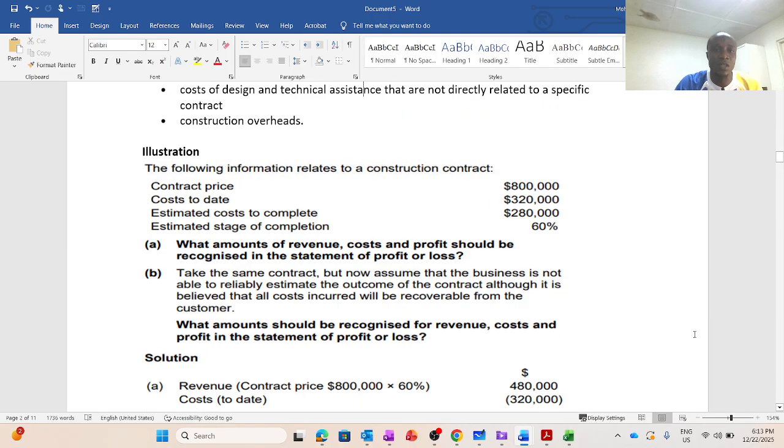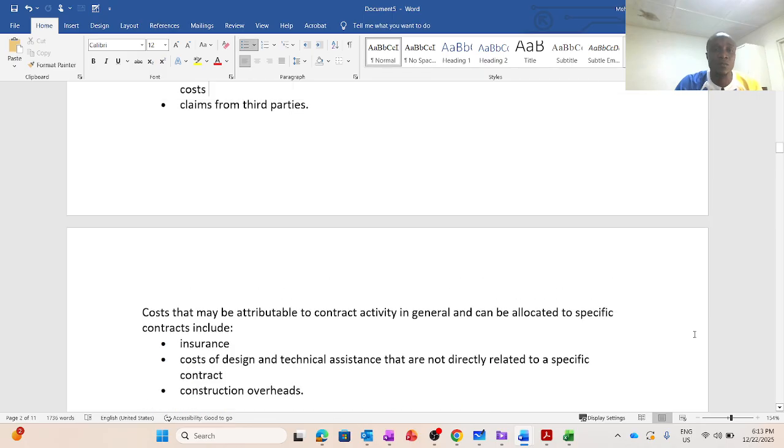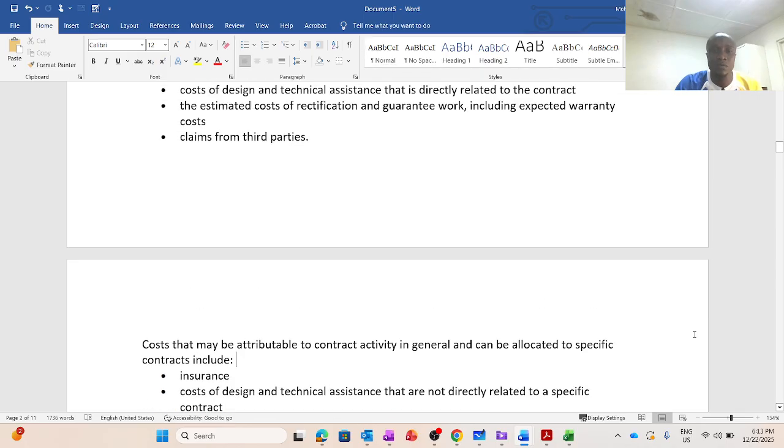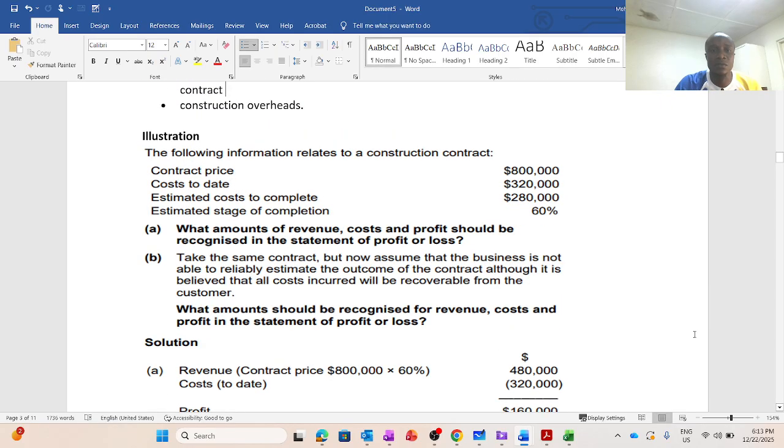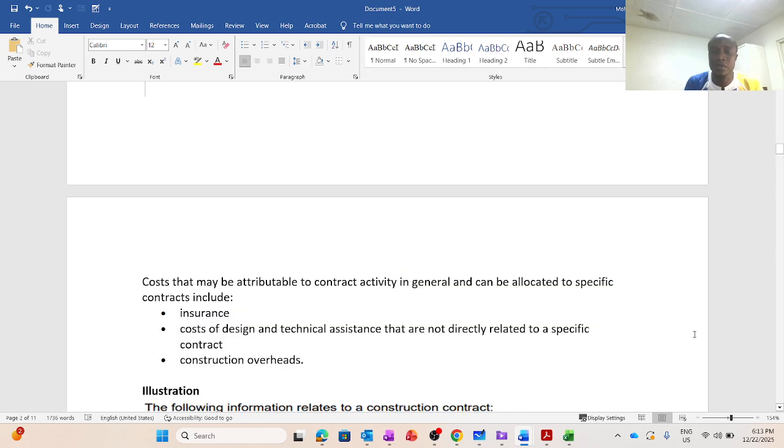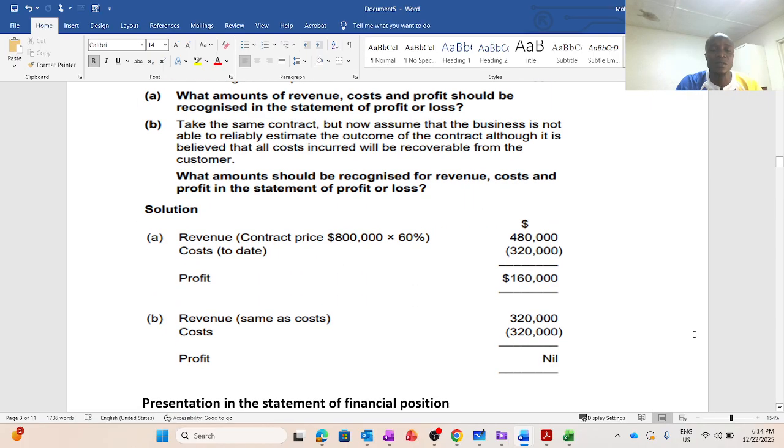So now we are going to look at costs that may be attributable to the contract in general. Costs that may be attributable to contract activity in general and can be allocated to specific contracts include insurance, cost of design and technical assistance that are not directly related to a specific contract, and construction overhead. So basically, these are the costs that will be included in our calculation.